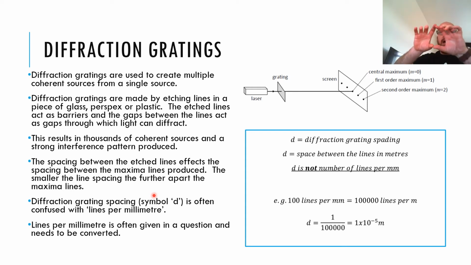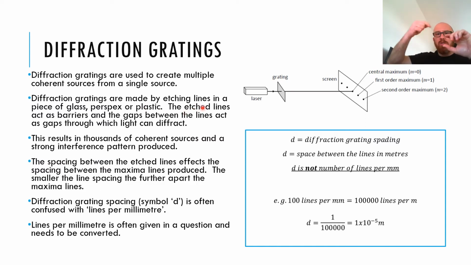If you have a piece of perspex glass or plastic, and you put lots and lots of slits in it, then you can create multiple coherent sources, and that strengthens up the interference pattern and makes it a lot clearer. And that's called a diffraction grating.